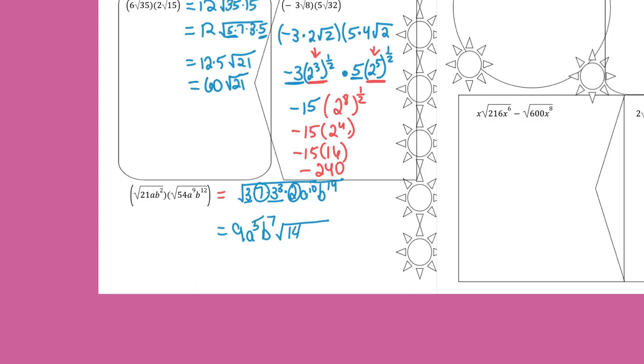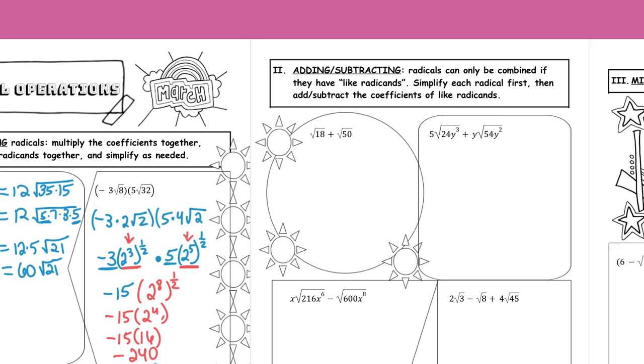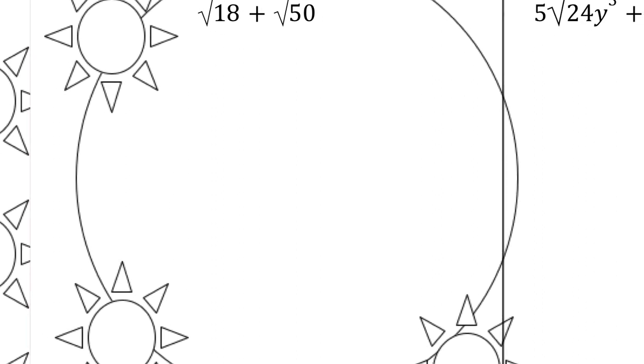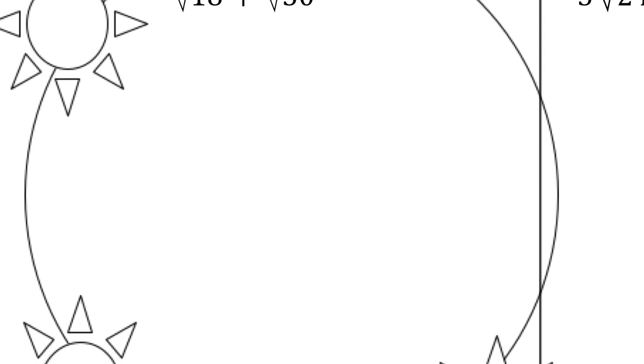Ready for the next one? Now we got to add. Adding is just like having like terms. So I'm going to start off by simplifying these because 18 and 50 are definitely not like terms. For them to be like terms, they have to have the same variables, same radical. Okay? So here we got a 9 and a 2. And here we got a 25 and a 2.